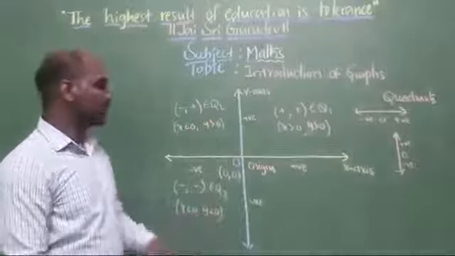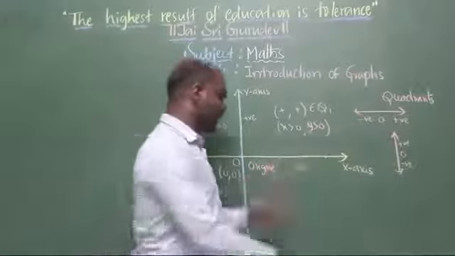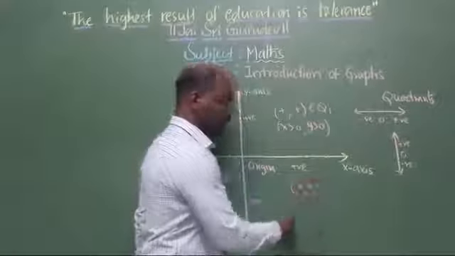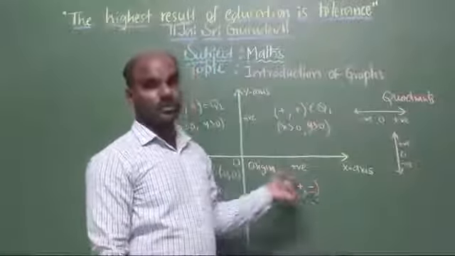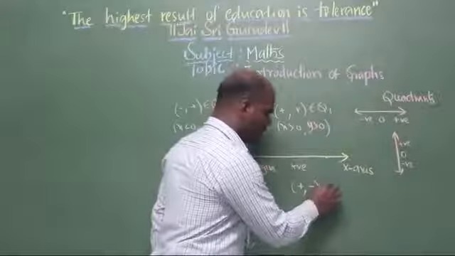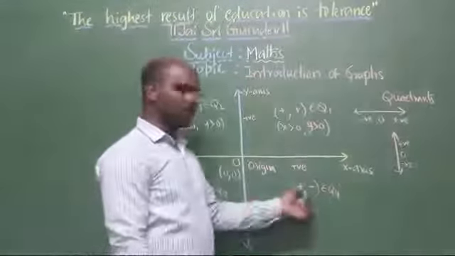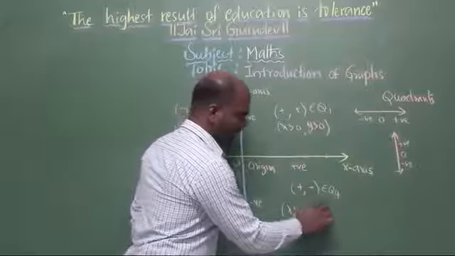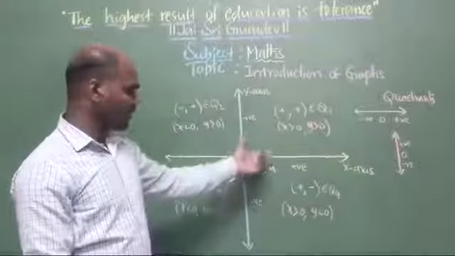Then, coming to the next quadrant, the x-axis value is positive and the y-axis value is negative. When you have such points, that quadrant is called Q4. So here x is greater than 0 and y is less than 0. You should understand it now.